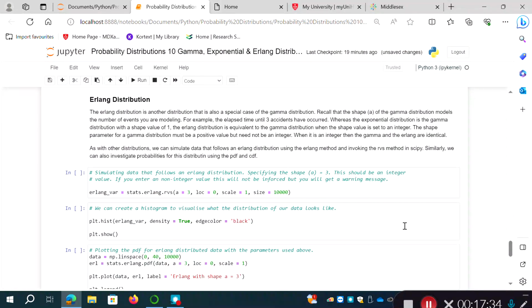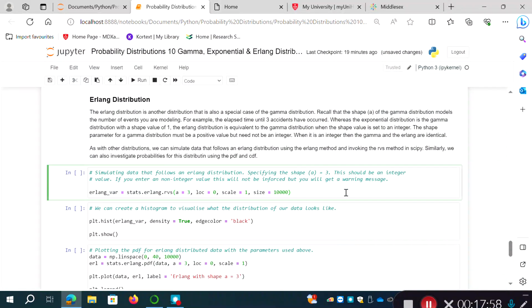As with other distributions, we can simulate data that follows an Erlang distribution using the Erlang method in SciPy. There's so much stuff in these software libraries, it's absolutely brilliant. We can also invoke the random variates RVS method, and then we can also use the PDF and the CDF to investigate specific probabilities.